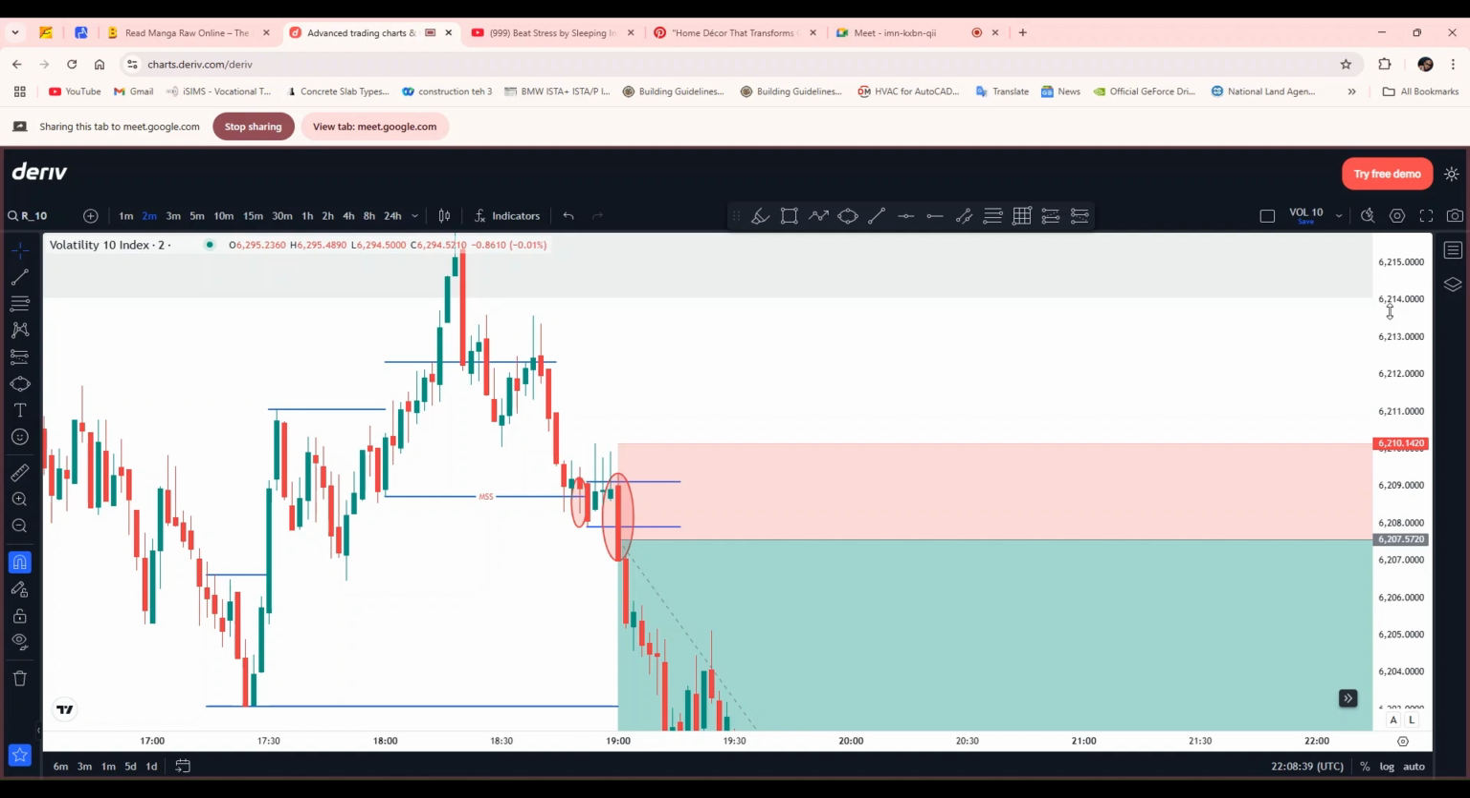You should be able to trade not only Deriv markets, you should be able to trade Wall Street, you should be able to trade Forex, gold, Bitcoin.